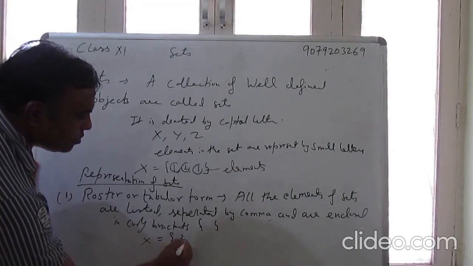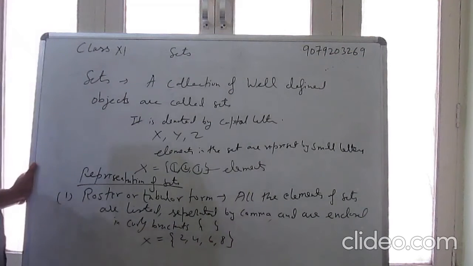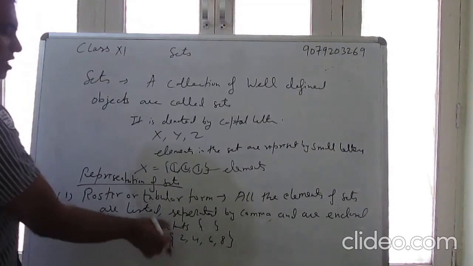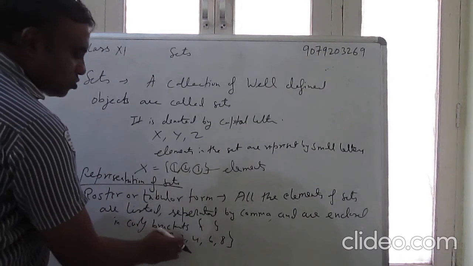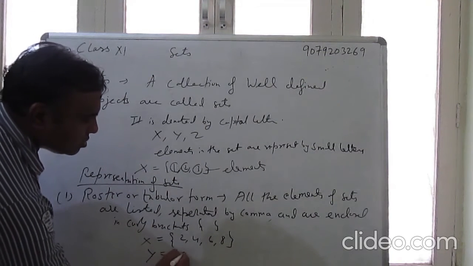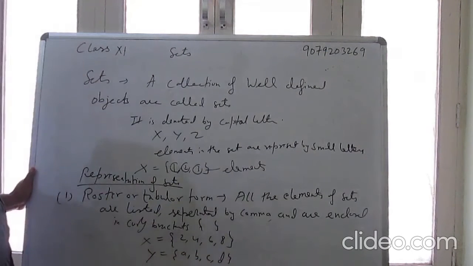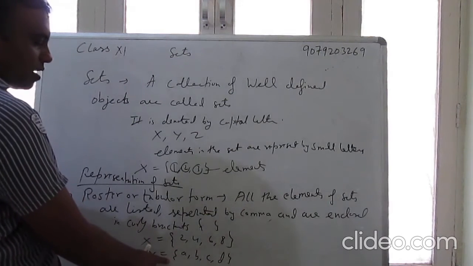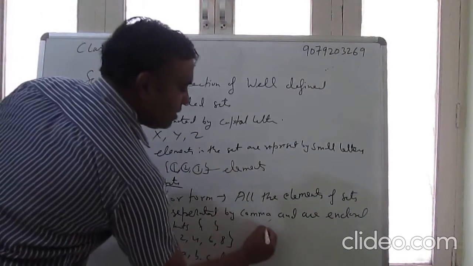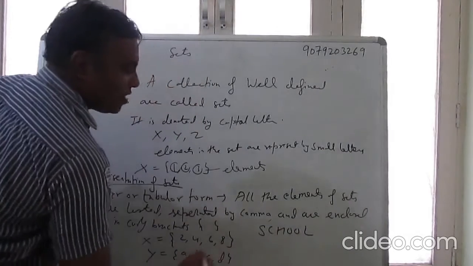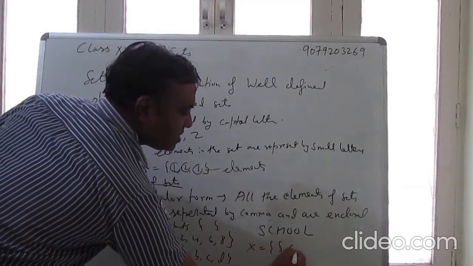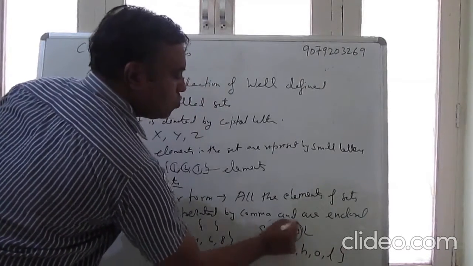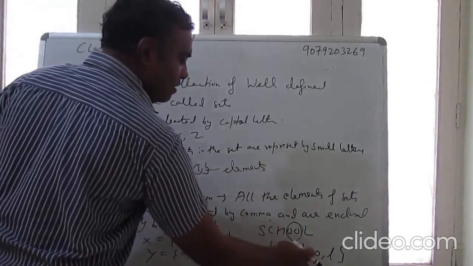Suppose {2, 4, 6, 8}. All the elements are separated by commas and enclosed in curly brackets. This is called roster form or tabular form. You can write {a, b, c, d}. If I write SCHOOL in the form of a set, how will you write it? Here O appears twice, so a repeating element is written only one time.